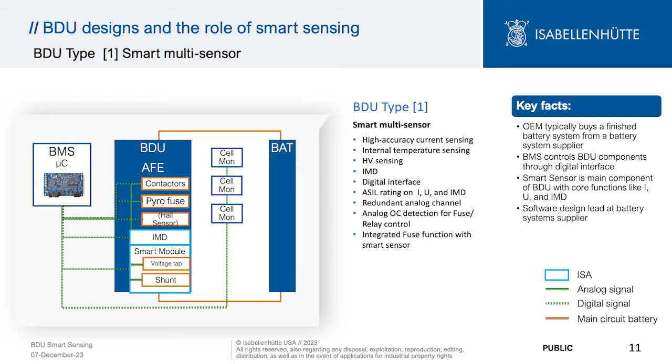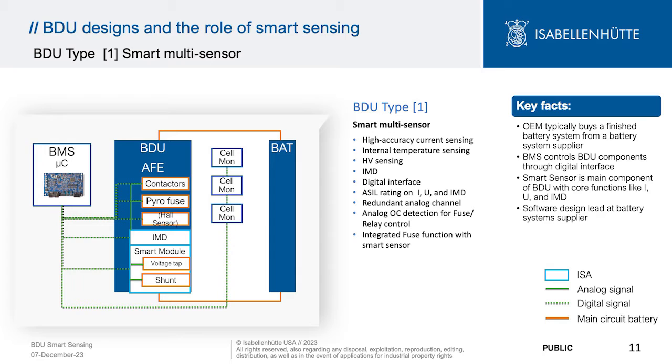Also an analog overcurrent detection for fuse and relay control with the ASIL rating that's necessary, or even a whole fuse integrated within the smart sensor. So a complete package basically that has all the main functions of the BDU. So with a design like that, an OEM would typically buy a finished battery system from a battery system supplier. So the OEM would obtain the complete package.